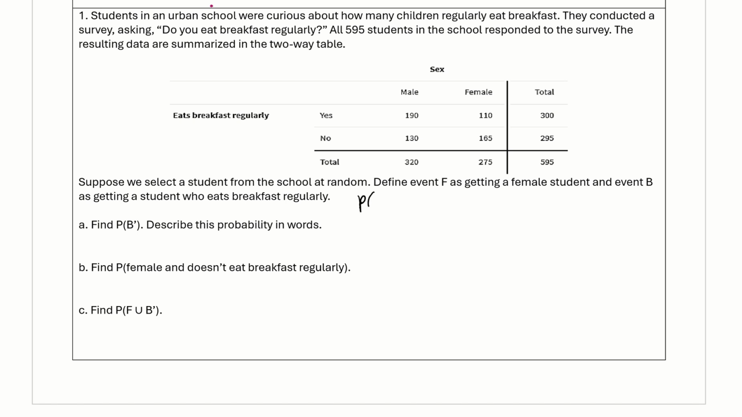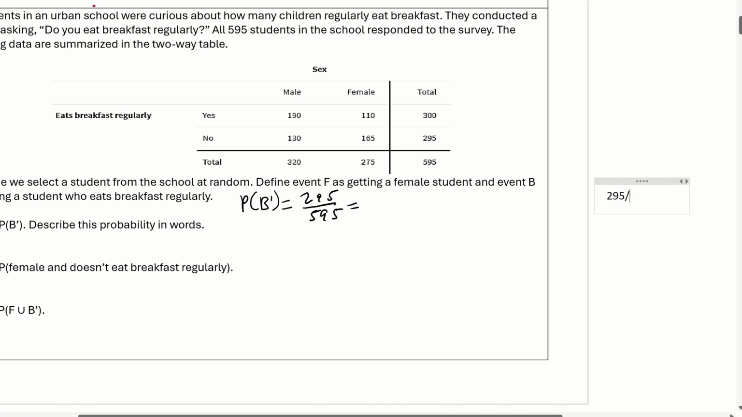All right, so P of B prime. Remember, B prime means B complement, so not B. In this case, how many people were not eating breakfast regularly? That's going to be these people right here, which is 295 out of 595. Don't forget to do that as a decimal if you don't want to reduce it. So 295 out of 595 is 0.496 if you round it to 3 decimals.